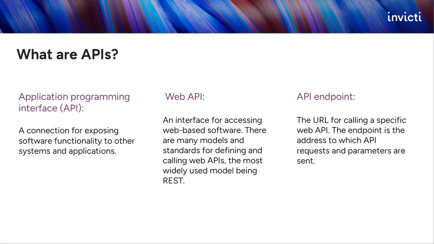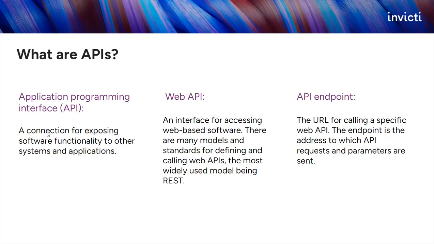And some basic definitions. An application programming interface, to start, this acronym, is a connection to expose or connect to software functionality to other systems or applications or data sources, data repositories, as an example. Now, a web API is an interface for accessing web-based software specifically. There are a lot of different models or standards for defining and calling these. Many of you are probably familiar with the term REST APIs as one of them, and we'll touch on the different sources that Invicti supports later on as well.